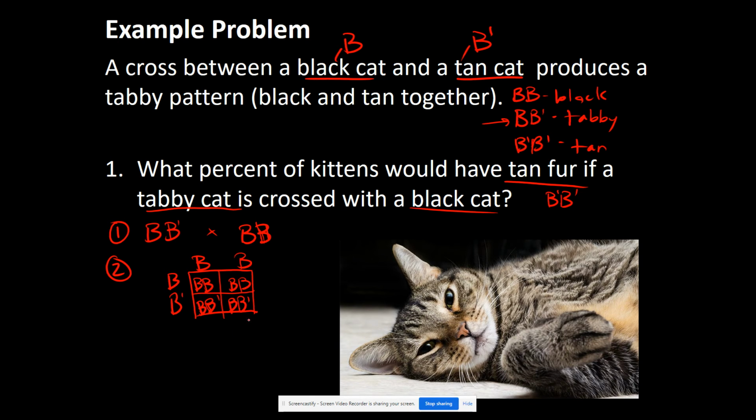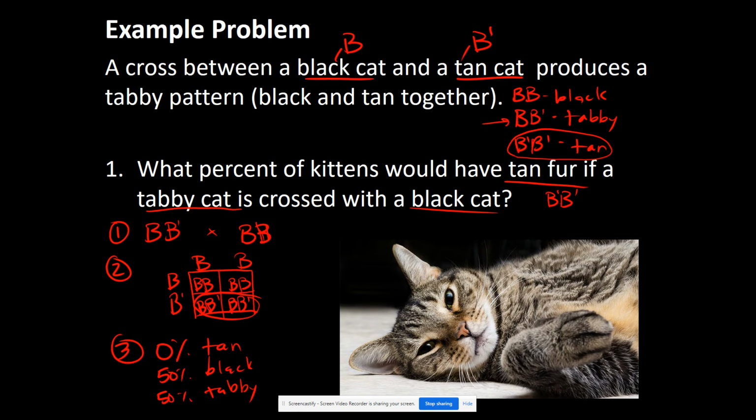Okay, and so these two right here, the bottom two, let me try to circle those nicely. What percentage of kittens would have tan fur? Oh, we're looking for tan fur. So tan fur is B prime, B prime. So do any of these have B prime, B prime? No. So actually the answer is 0% have tan fur. And if we just wanted to fill out the rest, we would say 50% are going to have black fur, and then 50% are going to be tabby, the B B prime.